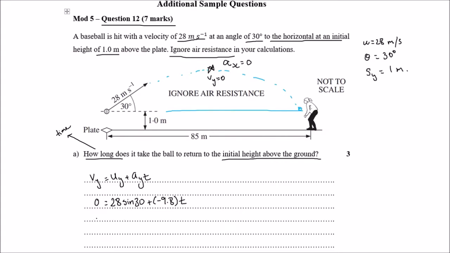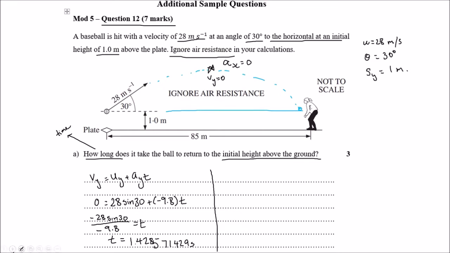If I move all these quantities over, it becomes negative 28 sine 30 over negative 9.8, and that will be my time. So I find that the time it takes to reach peak height is 1.428571429 seconds. I'm not going to round it off, I'm just going to leave it as it is.